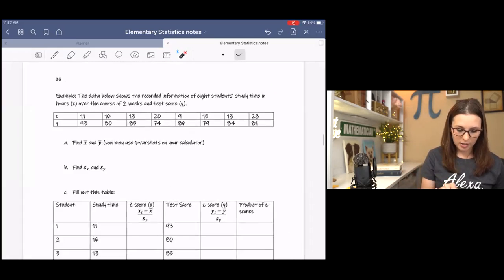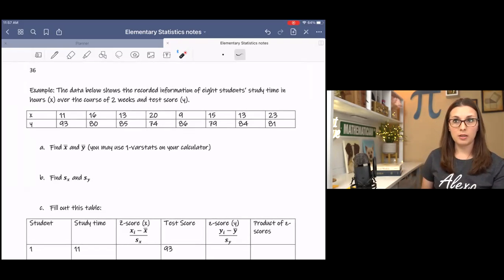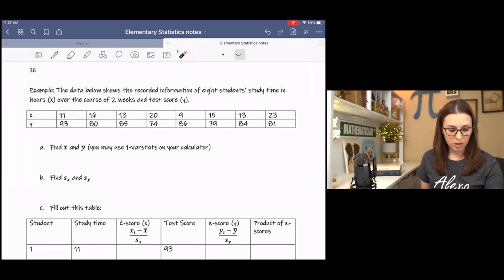I have a data set down here, which is the same data set that I used in the linear regression video. So these are calculus students, I believe. It just says 8 students, so not calculus. And it is their study time versus their test score. And we're trying to see how strong the relationship is between these two variables.